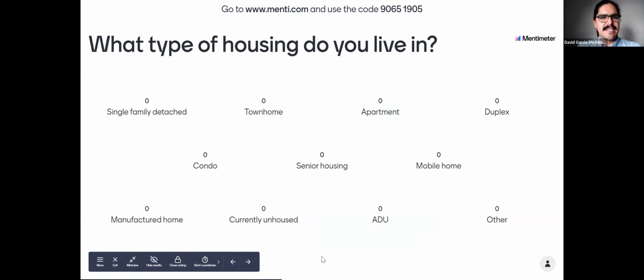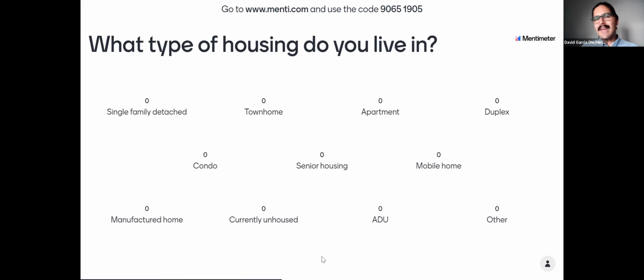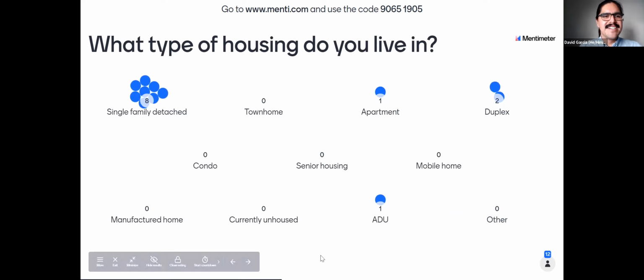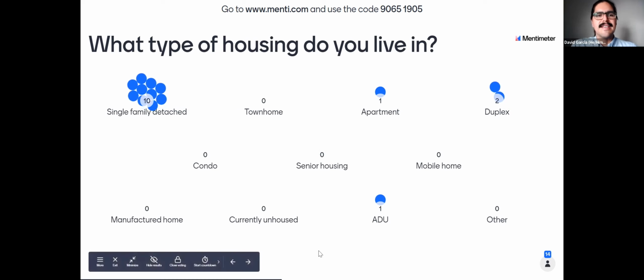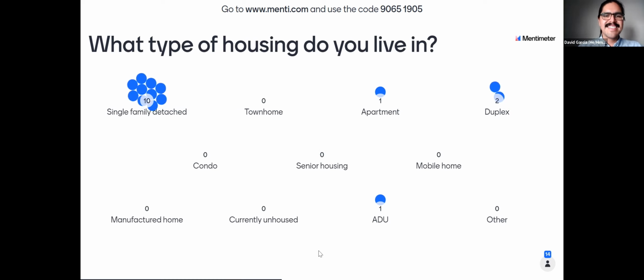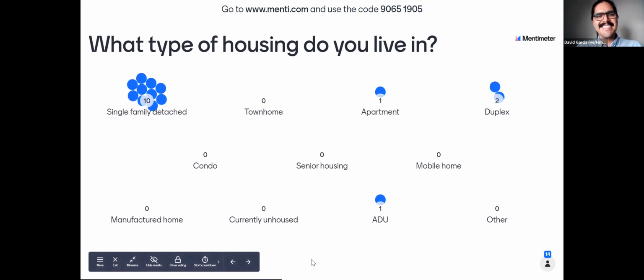And this just asks you, what type of housing do you live in, to give a sense of, do you live in a single family home, maybe a mobile home, an ADU, and we see a duplex inhabitant coming up. Thank you. But we see the majority of people living in single family homes. See those snowballs continuing to go that way.